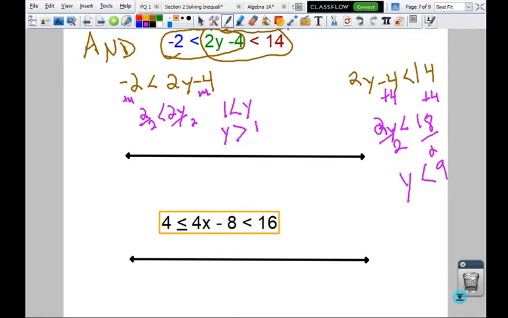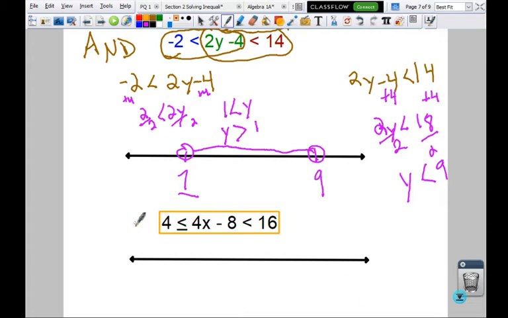Alright, I got both my things here. So my smaller one is here on the left, that's number 1. Bigger one is on the right, number 9. Make my circles. And because it's an and problem, we're going to connect my dots.